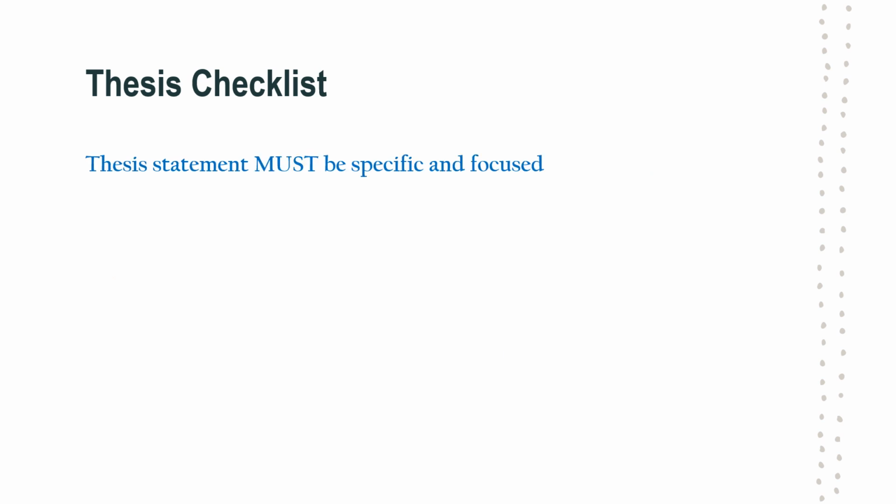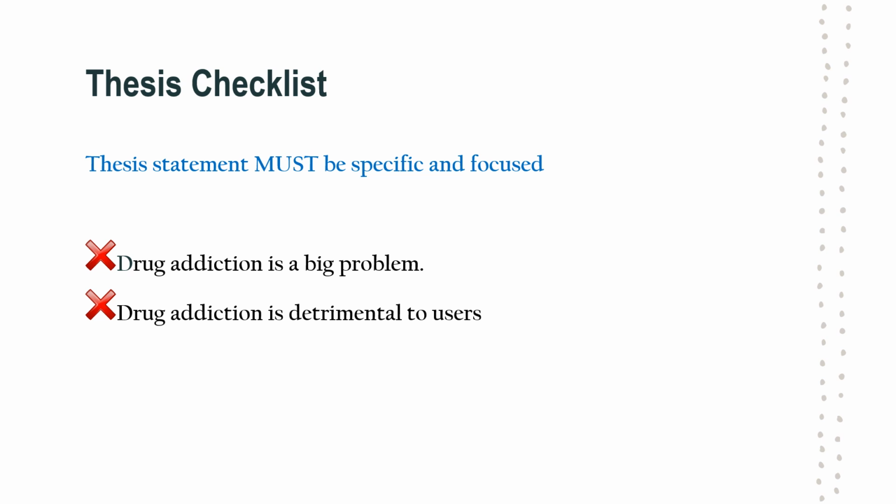And of course, the thesis statement must be specific and focused. So, if you say drug addiction is a big problem, this doesn't really say anything. What kind of problem, what kinds of situations or issues may arise from drug addiction specifically? Or if you say drug addiction is detrimental to users, this is similar. This might be a little more specific, but in what way is it detrimental, and what kinds of drug addiction are we talking about specifically?